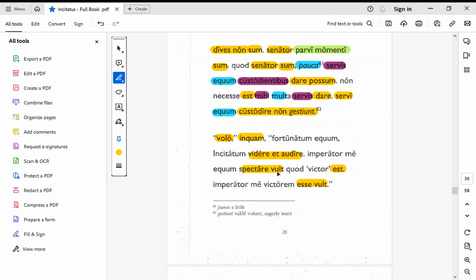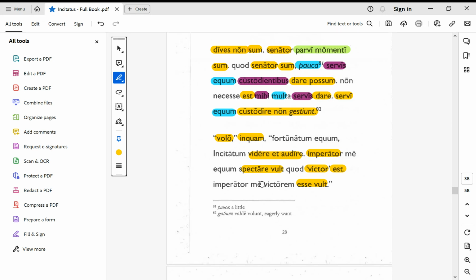Spectare volt. We know volt, that ends with a T. So that means the subject is he, she, or it, or a nominative singular noun, which we see right here, imperator. So the emperor wants spectare, to watch, ends with the ra. He wants to watch something. Est, he, she, or it is. Victor is nominative singular, but we're saying it is the victor, or he is the victor.